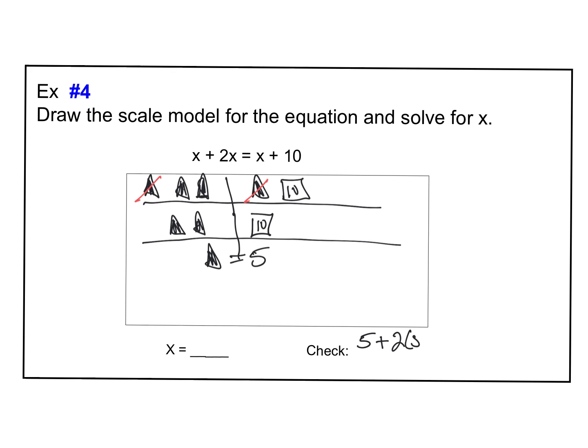So 5 plus 2 times 5 has to be the same as 5 plus 10. Both sides end up equaling 15. So once again, it checks. And our x is equal to 5. So think about using this legal move moving forward as you work on today's practice.